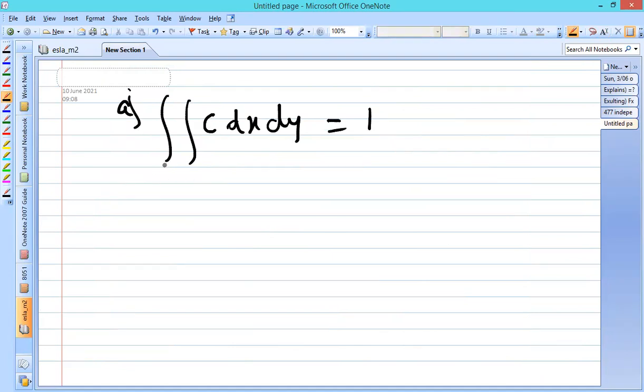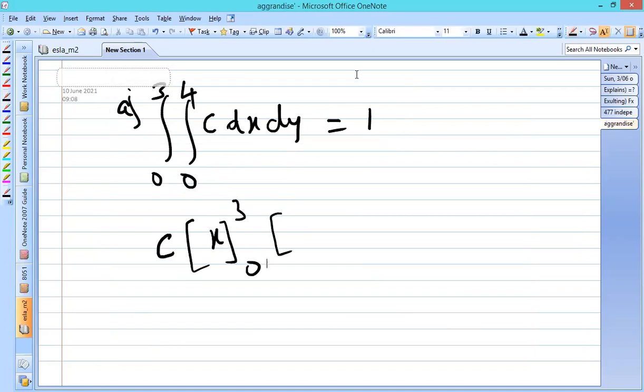In general the integral range for x and y is minus infinity up to plus infinity. But since x and y are bounded by the given range, x takes the value from 0 to 3 and y takes the value from 0 to 4. C is a constant. Integration of 1 with respect to x is x with the limit 0 to 3, and integration of 1 with respect to y is y with the limits 0 to 4, which is equal to 1.